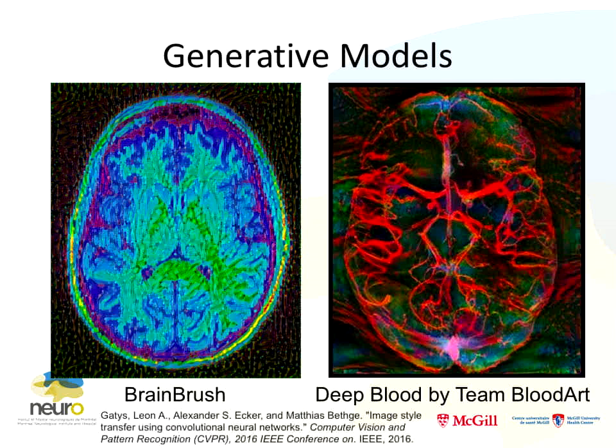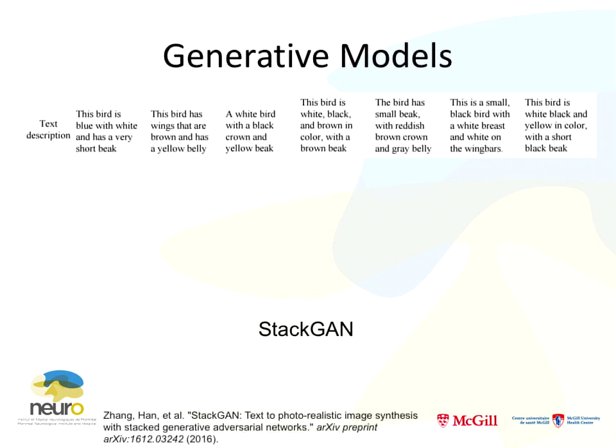Last year, I used this style transfer method to produce this image on the left, which is a slice of my brain in a color map in the style of my mother's artwork. And another team at the Brain Hack, which you should definitely consider attending next year, produced this vasculature image that they then submitted to the art competition.